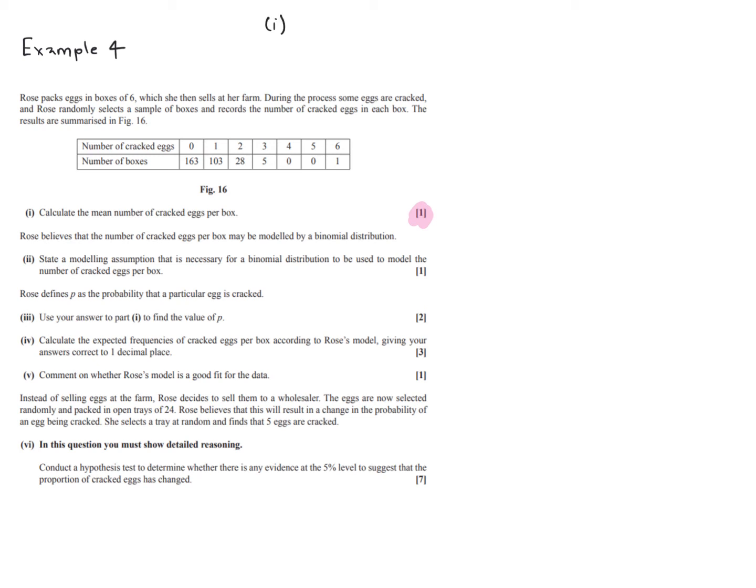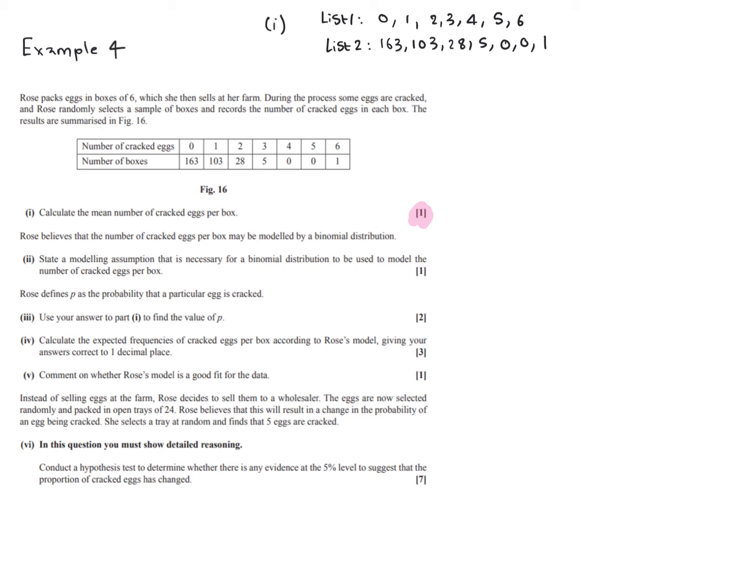So here's what I'm going to do. I'm going to go into stats mode on the calculator, and then in list 1 I'm going to enter the number of cracked eggs, so 0, 1, 2, 3, 4, 5 and 6 in list 1, which is a vertical column. And then in list 2, I'm going to enter the number of boxes, so 163, 103, 28, 5, 0, 0, 1. So there's no real need to write this down as part of your working. I just wanted to make sure everyone was clear about how to do this.